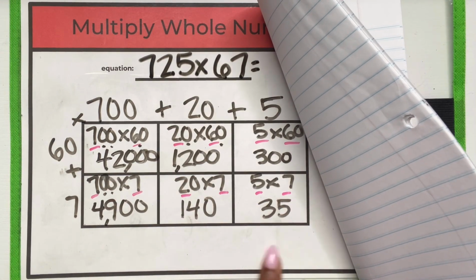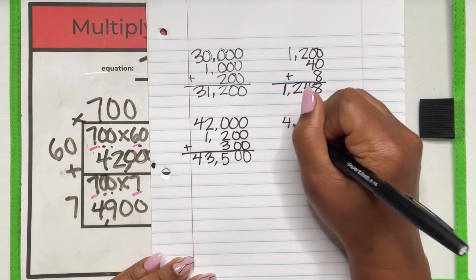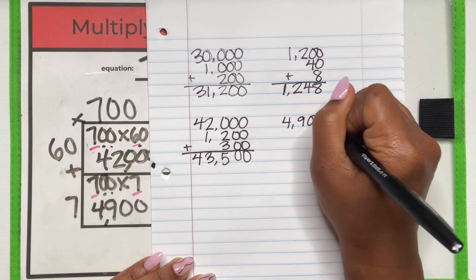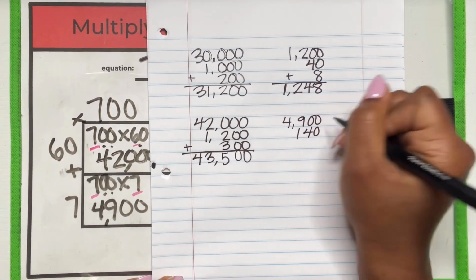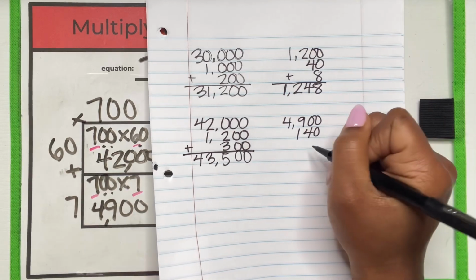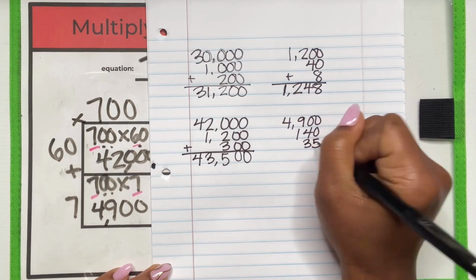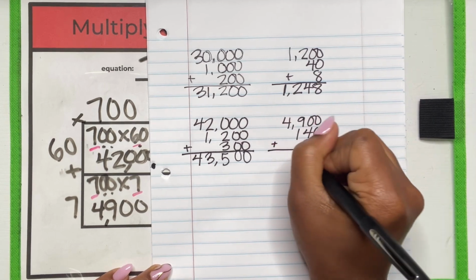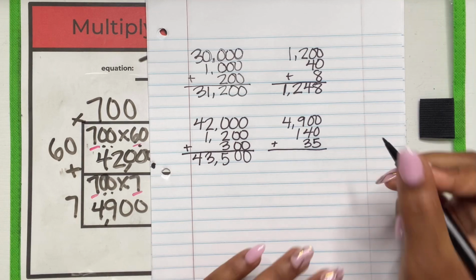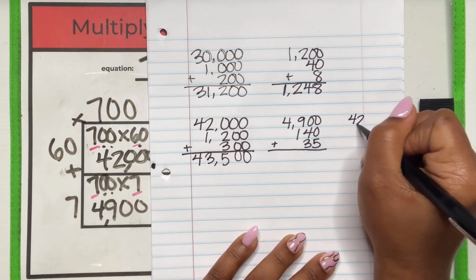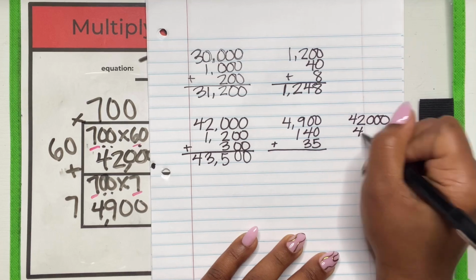Now let's add the second row. 4,900, 140 and 35. Again, if you're very strong at adding, you can just take all these at once and add them up. So you could have said this.